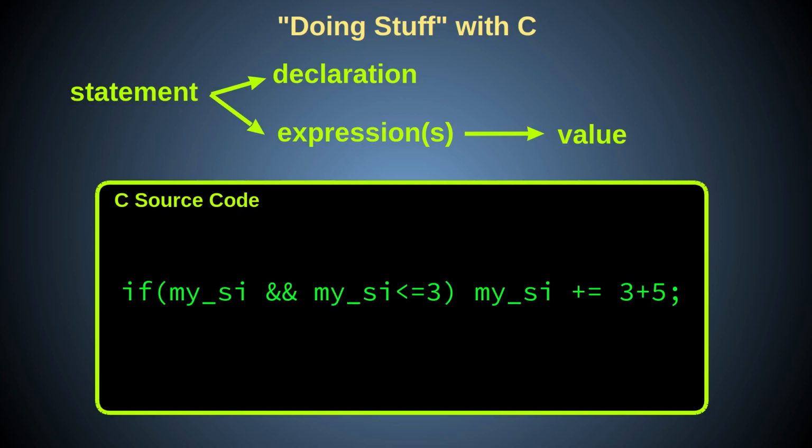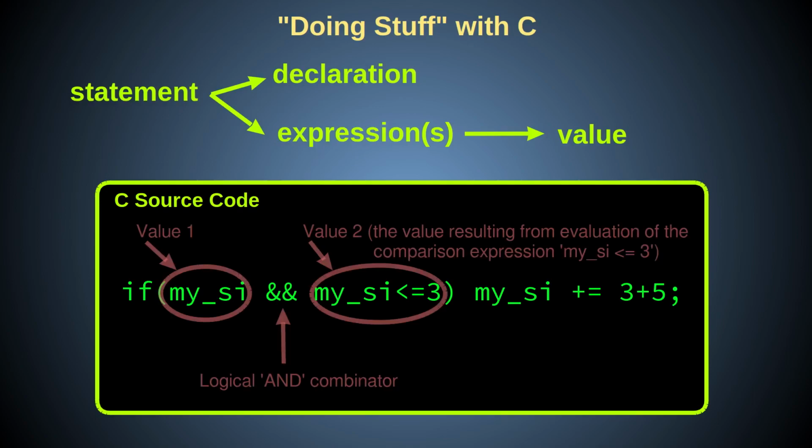Compound comparisons can be made by linking multiple comparison expressions with the logical OR and AND operators, as in this example. Here, both expressions must be true to continue because they are combined with a logical AND operator, so my SI must not be 0, and my SI must also be less than or equal to 3 in order for the rest of the statement to be performed.